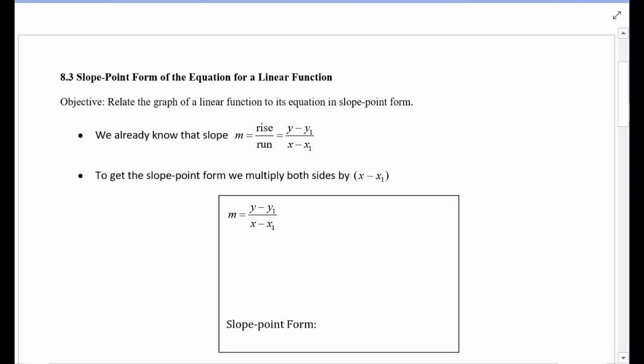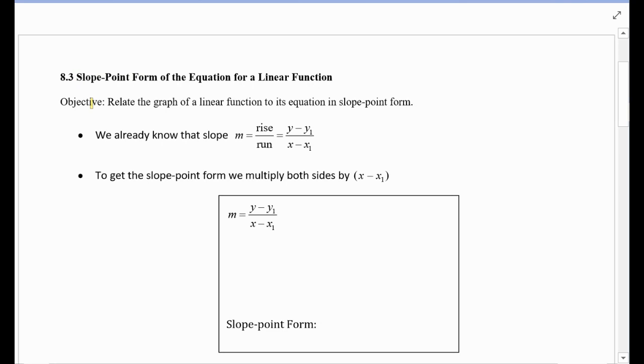Today we're going to learn another form of the equation called slope-point form. Last class we learned the slope-intercept form. So what was the slope-intercept form? That is y equals mx plus b. m was the slope and b was the y-intercept. So this equation is telling you the slope and the y-intercept. And today we're going to learn a form of equation that is telling you the slope and the point.